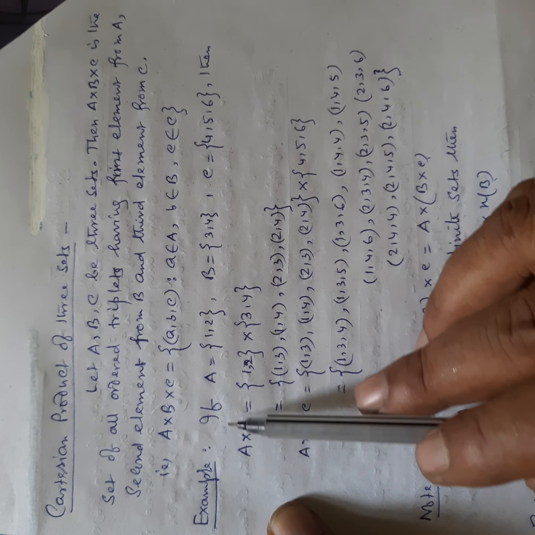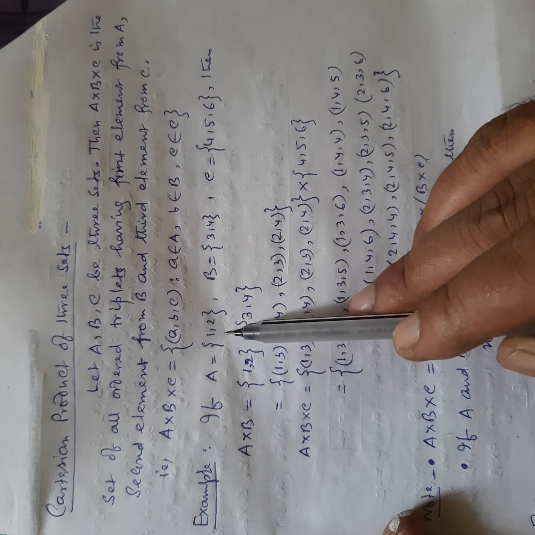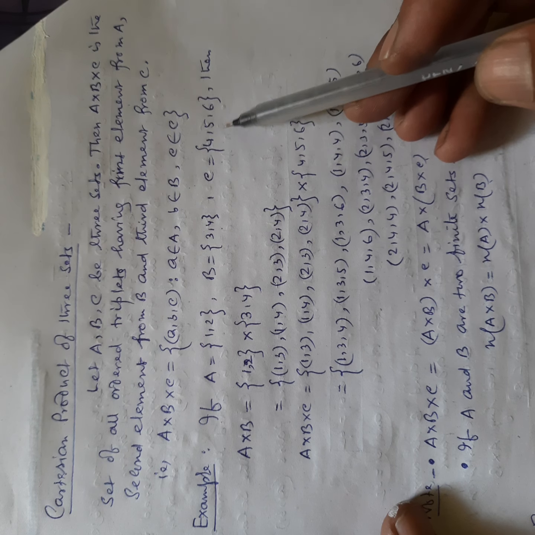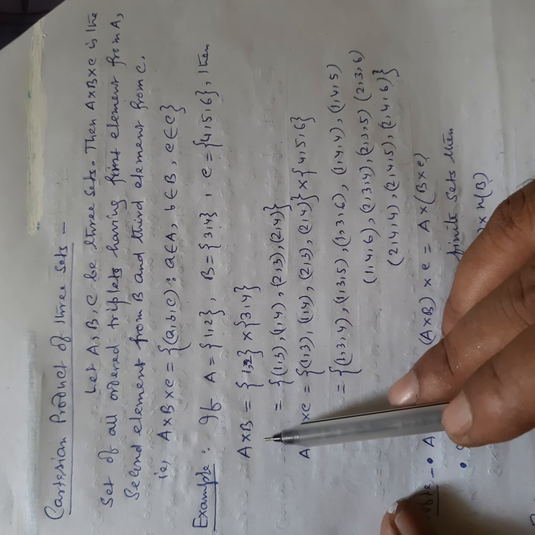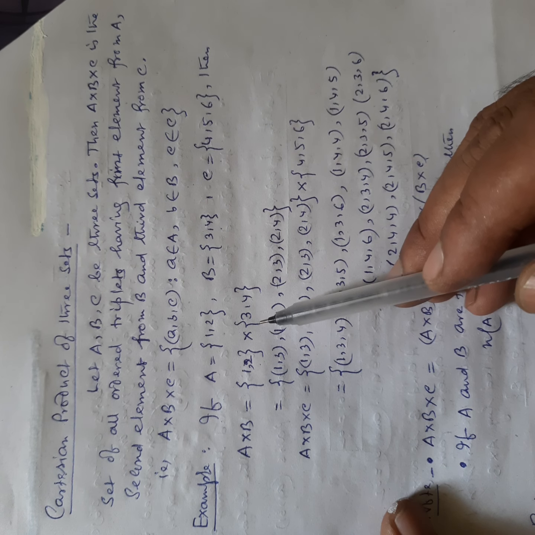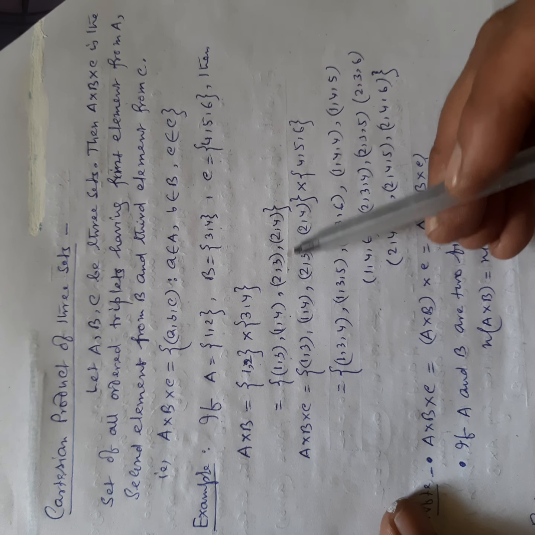See an example. If A equals {1, 2}, B equals {3, 4}, C equals {4, 5, 6}, then at first we calculate A cross B, that is equal to {1, 2} cross {3, 4}, that is equal to {(1, 3), (1, 4), (2, 3), (2, 4)}.